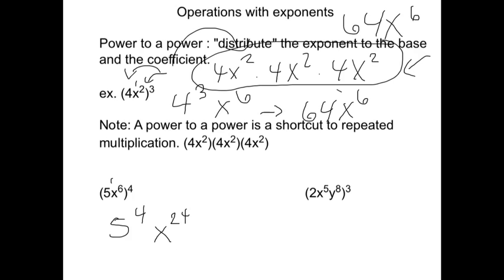And then for the very last one, I would distribute the 3 to the exponent of 1 on the 2. I would distribute the 3 to the exponent of 5 on the x, and I would distribute the 3 to the exponent of 8 on the y, and I would get 2 to the 3rd, x to the 15th, and y to the 24th, or 8x to the 15th, y to the 24th.